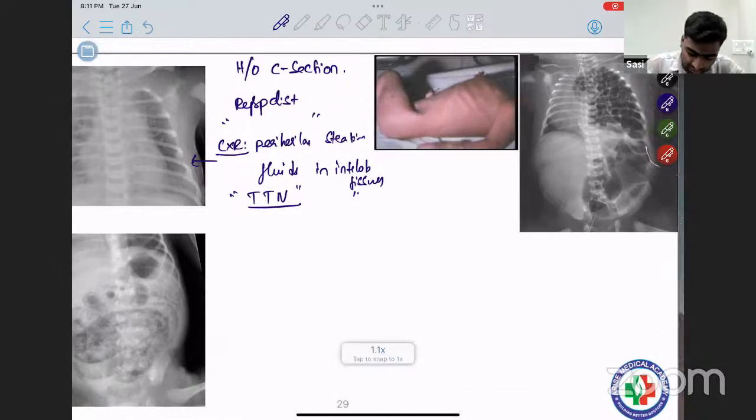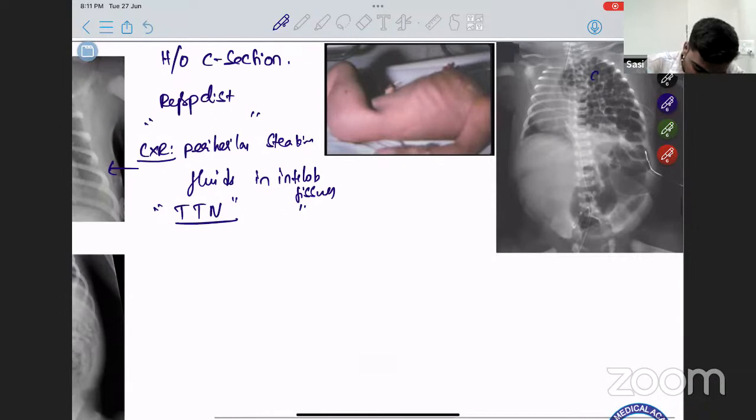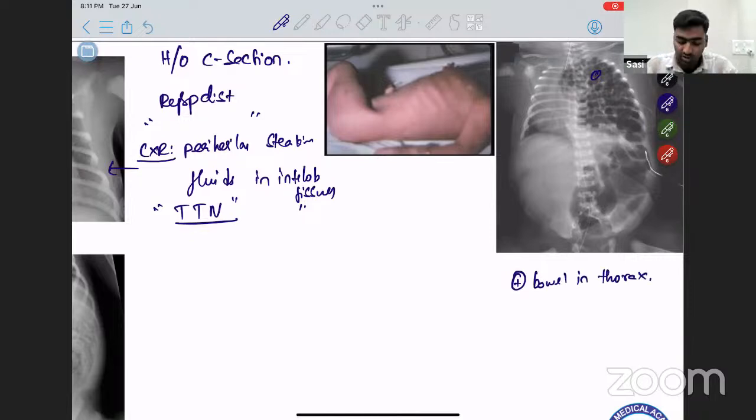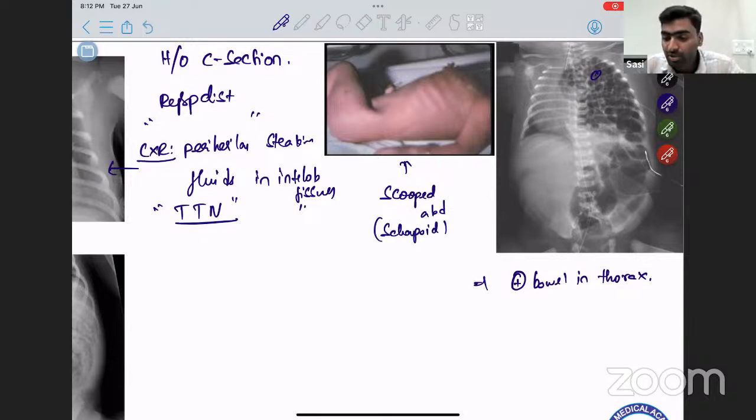Fine. Next one. If you see this image, you'll be able to see the presence of bowel in the thoracic cavity, the presence of bowels in the thorax. Next one. Grossly, you will be able to see this. This is known as scaphoid abdomen. Both of these things correlate with which one? They will correlate with congenital diaphragmatic hernia.